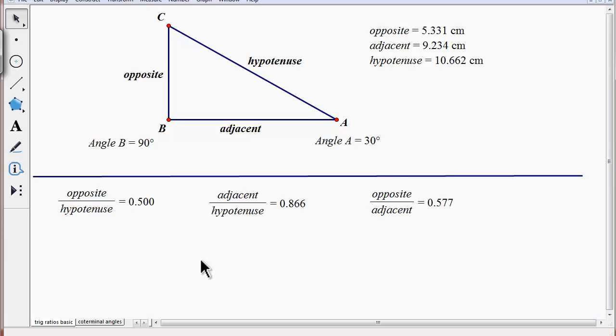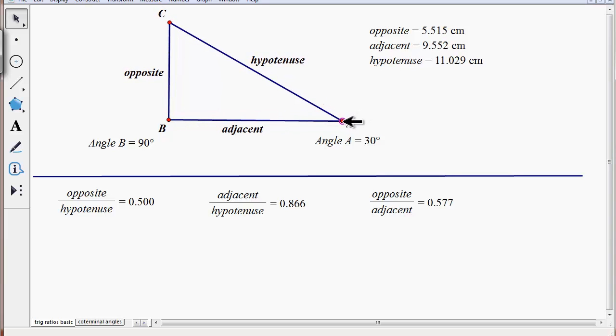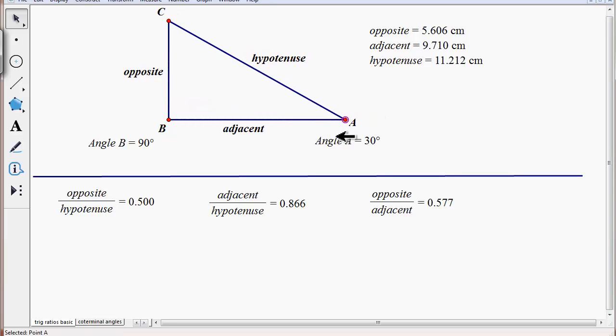Now let's take a look at this dynamic sketch of a right-angled triangle with the opposite, adjacent, and hypotenuse labeled from the reference point A. Now this can move, so I'd like to explain what I've done here. I've created a right-angled triangle, and angle A is measured right here. It's 30 degrees at this point. Angle B is 90. So the measurements of the opposite, adjacent, and hypotenuse have been made in centimeters.